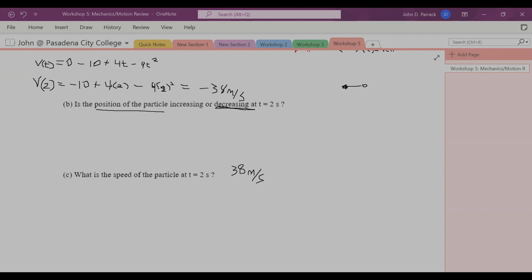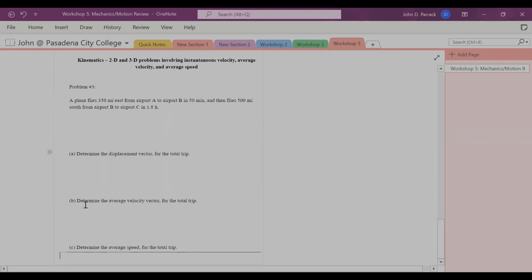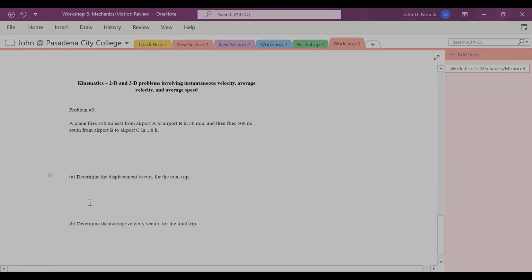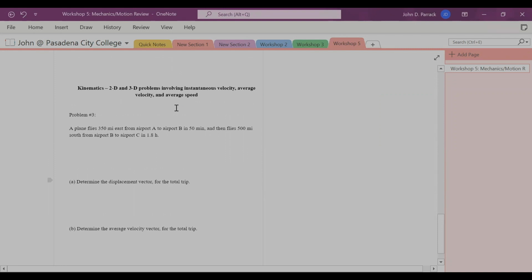We were looking at just one direction. We were only allowing things to move in a line. Now we're going to allow them to move in multiple dimensions at once, and we're going to consider how that works. Okay. 2D and 3D problems.